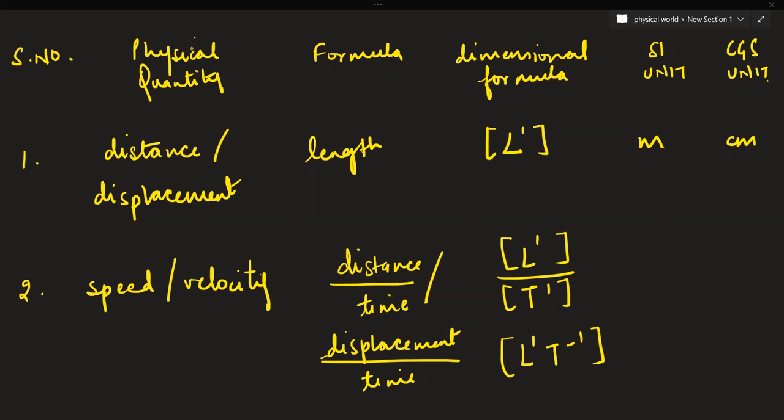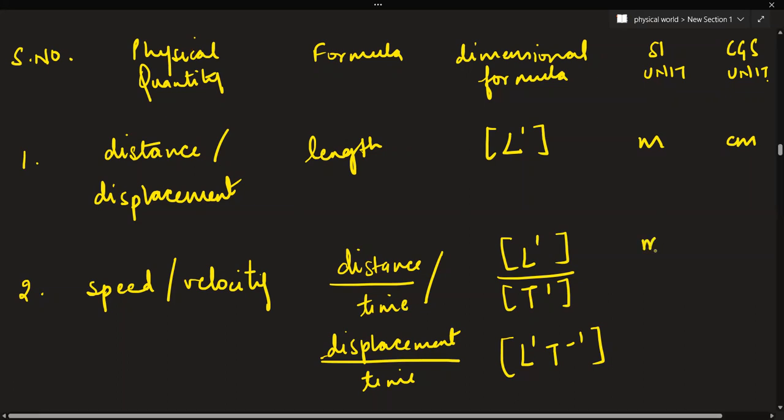All right. Okay, ma'am. Now, the SI unit will be what? Meter divided by second. So this becomes meter per second. Similarly, this will be centimeter divided by second. Seconds is same in SI unit as well as in CGS unit. So this becomes centimeter per second.